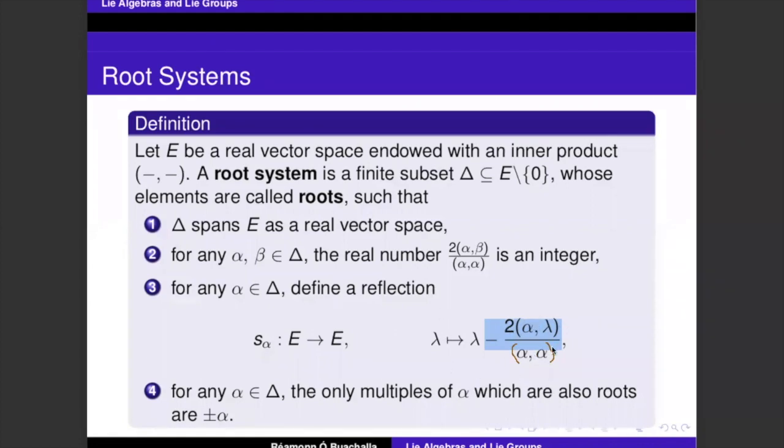This quantity here, you see, is what's appearing here. That's basically where this comes from. But why does this appear? Well, if you see, this is basically just reflection in the hyperplane orthogonal to alpha. So if you sit down and look at an example, see what this is, that's really what it is.